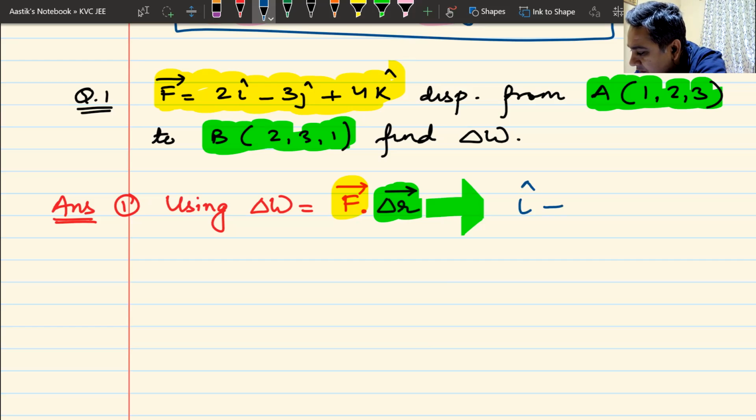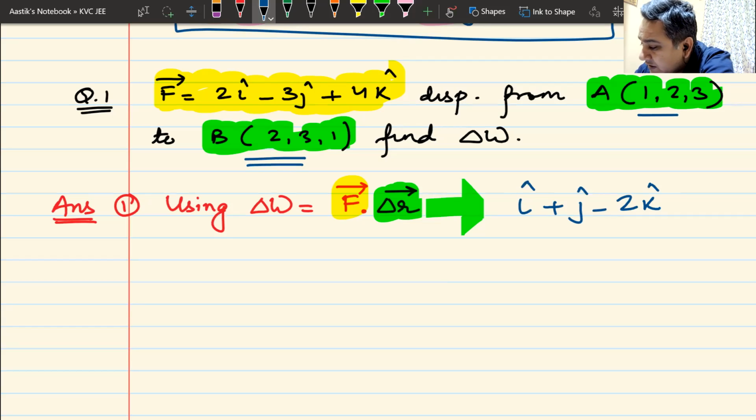Very good. i plus j minus or plus 2? Yeah, minus 2 k hat. How did I get it? I just subtracted the initial position from the final position: (2 minus 1) i plus (3 minus 2) j plus (1 minus 3) k. So I get the displacement vector as i plus j minus 2k.